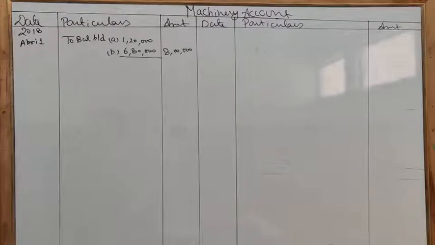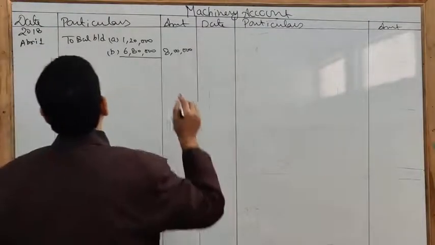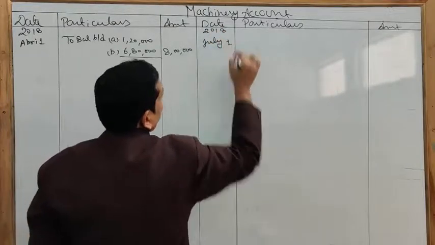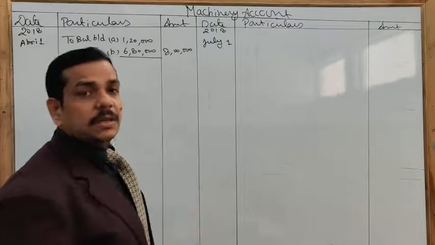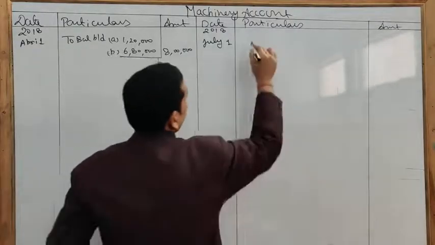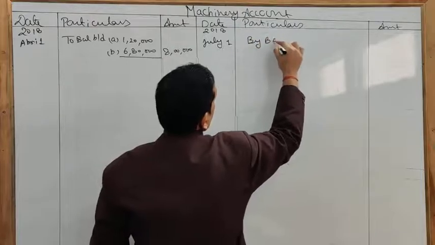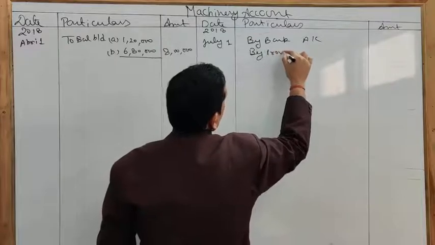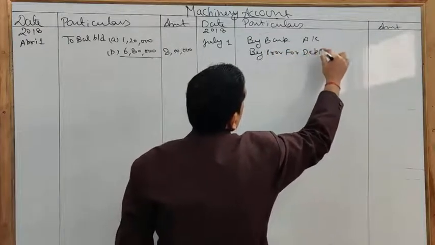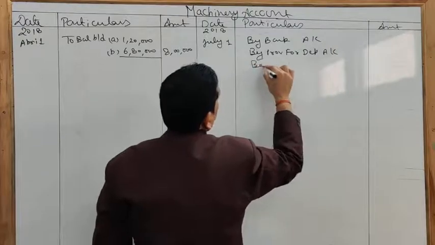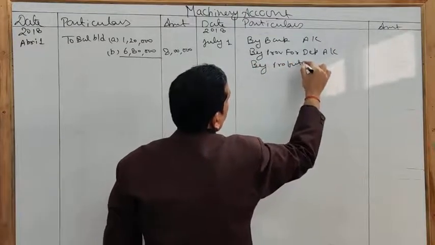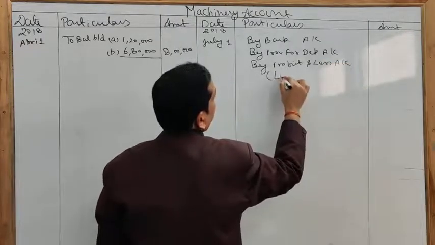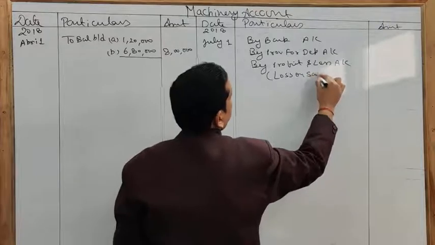Now on 1st April, the machinery has been sold. Sorry, 1st July, so 2018, July 1. Now we will post the entry which we have made for the sale of the machine. Clear? So by Bank account, by Provision for Depreciation account, and by Profit and Loss account. In the bracket right here you can write loss on sale.